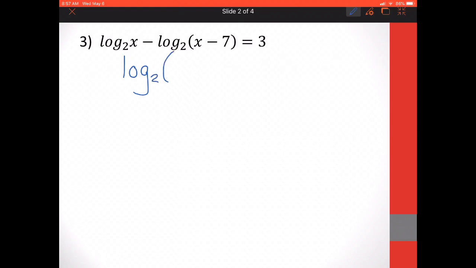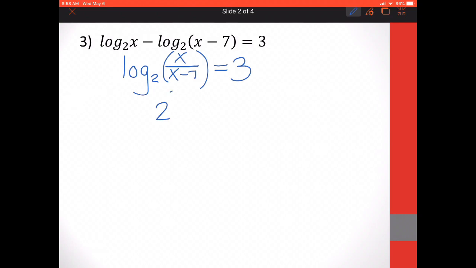And then I'm going to divide whatever the two things that were in the log. So I've got x over x minus 7, and that still equals 3. So I condense those two logs being subtracted into a single log of division. All right, so now that we have a single log, we are going to rewrite it in exponential form. So my base is 2 to the 3rd power equals x over x minus 7.